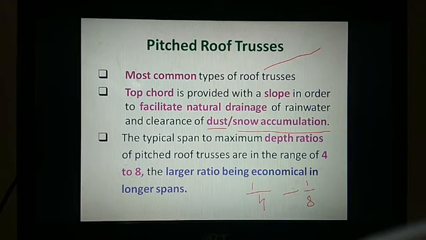So what do we mean by span to depth ratio? Span is the clear distance of the roof truss, and the depth is the depth of the roof truss. Based on the maximum depth, pitched roof trusses are provided with an economical pitch of 1 by 4 to 1 by 8, where the larger ratio is economical in longer spans. So when your span is more, you have to provide the pitch with a larger ratio. That is the way pitched roof trusses are provided, for natural drainage and for clearance of dust or snow accumulation on the slope of the rooftop.